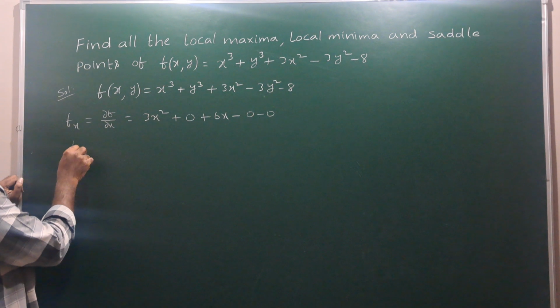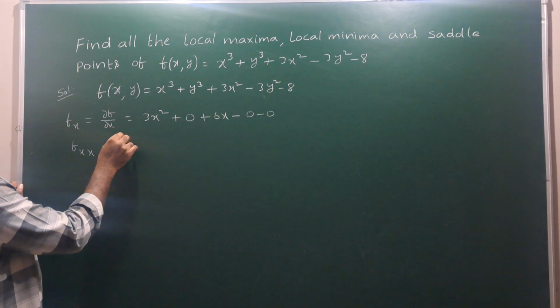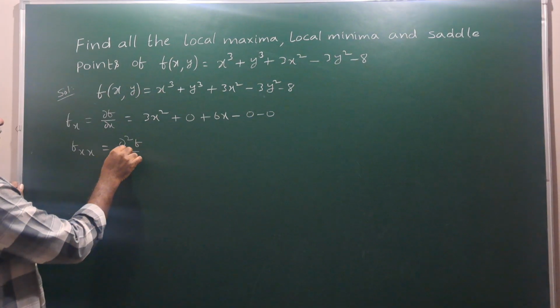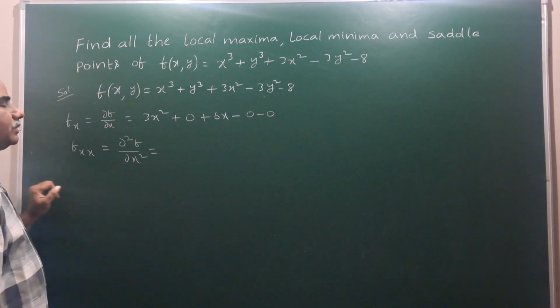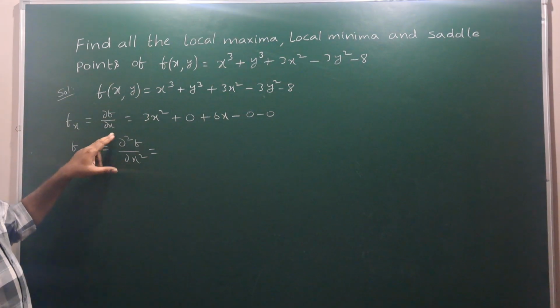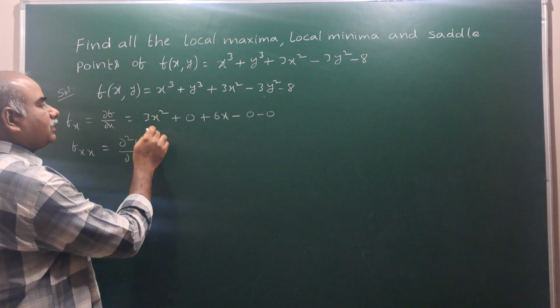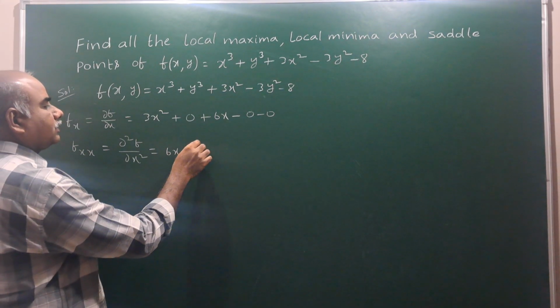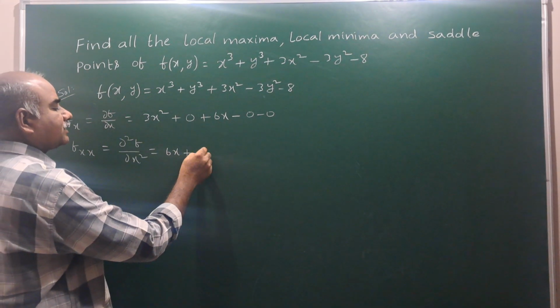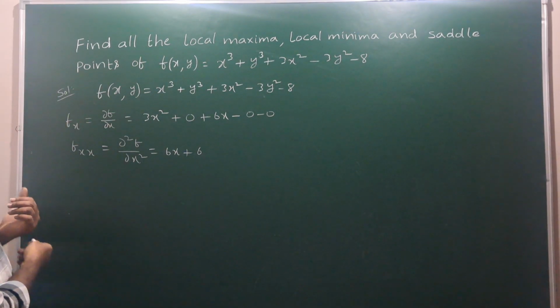Next, we have to find the second partial derivative, that means ∂²f/∂x². That means again we have to differentiate ∂f/∂x with respect to x. So 3 into the derivative of x² gives 2x, 3 times 2 is 6x. 6 into the derivative of x means 1, so 6 times 1 is 6. So this is fxx. Okay.